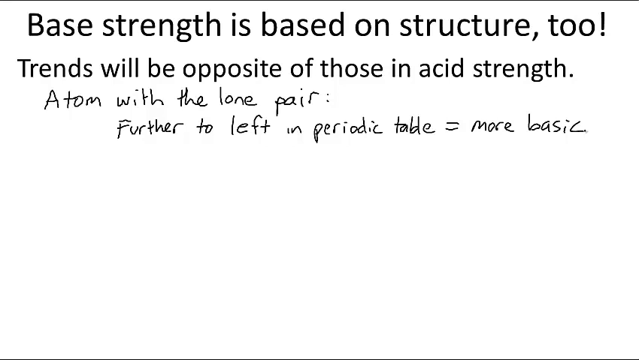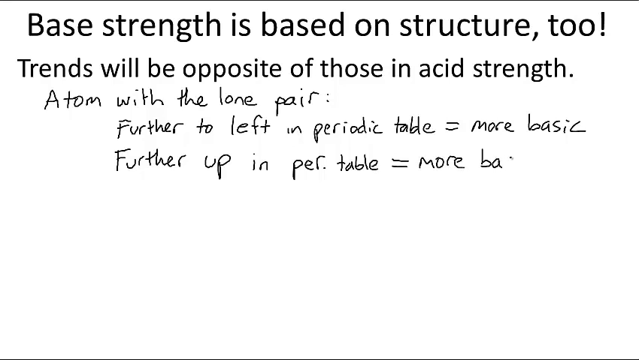So that's the reverse of the trend for acids. For acids, we said acid strength increases as you go to the right. We also said acid strength increases as you go down. So base strength will increase as you go up. So really, most common bases we're going to see are going to be bases that have a lone pair on nitrogen.